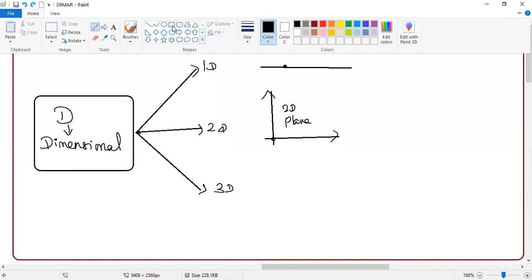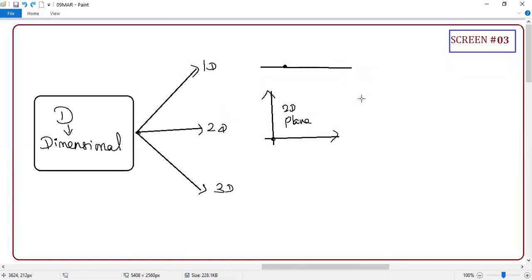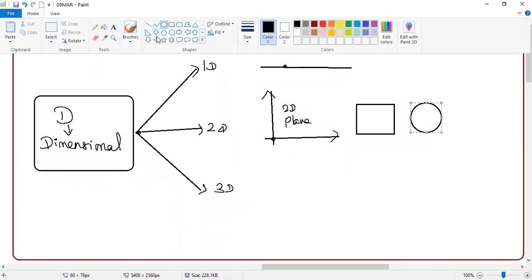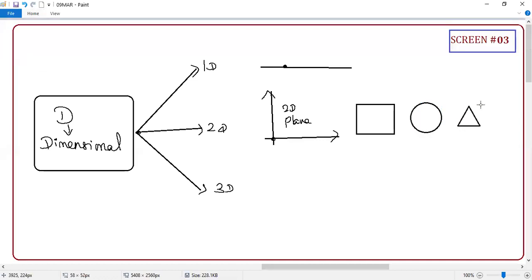What is 3D? Okay, before that, what are the examples of 2D? You have your square, you have your circle. Guys, everything is 2D. Triangle, excellent. You have triangle, right? All are 2D. Example for 2D. For 1D, only one example: straight line.